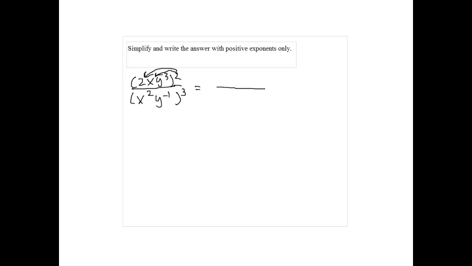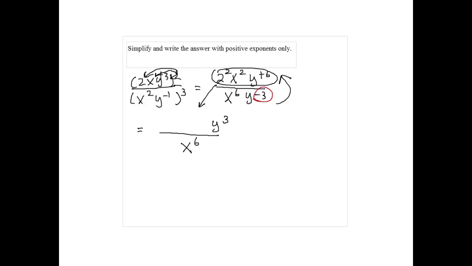First, we use the power rule on each factor, so we have 2 squared times x squared times y to the negative 6, y to the positive 6, and x to the 6th power times y to the negative 3. Now negative 3 is a negative exponent, so we bring the whole factor up. So we have y cubed on the top, and on the bottom we have just x to the 6th power, and everything else stays on top.